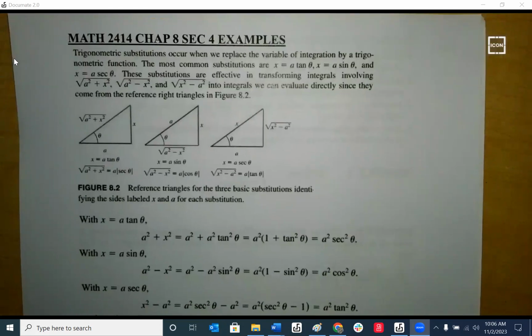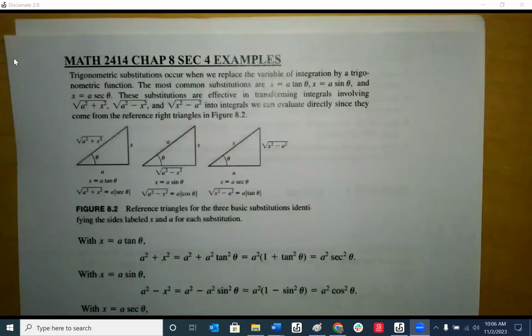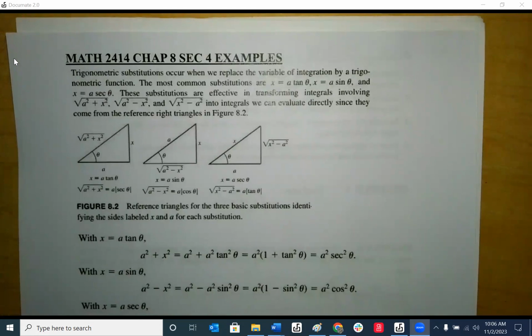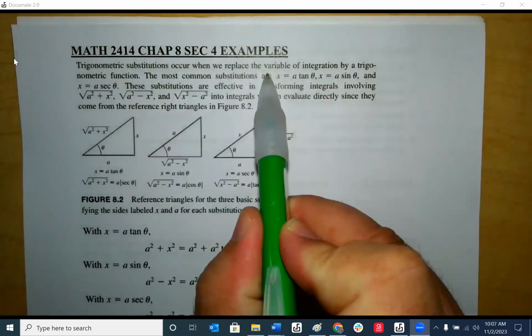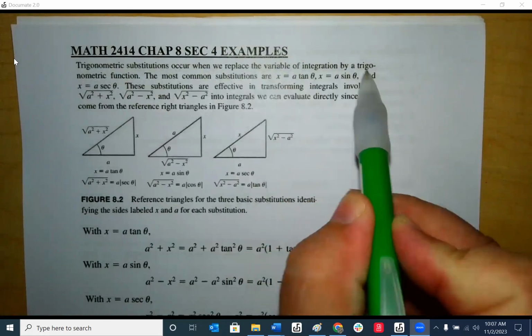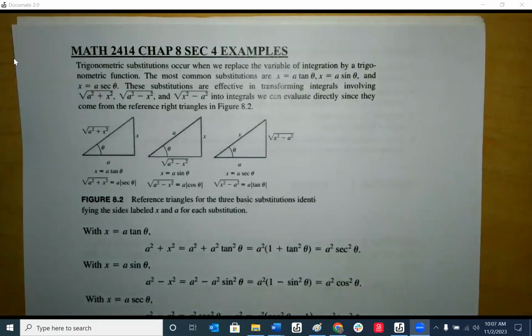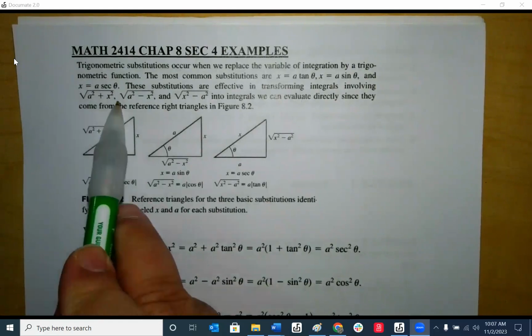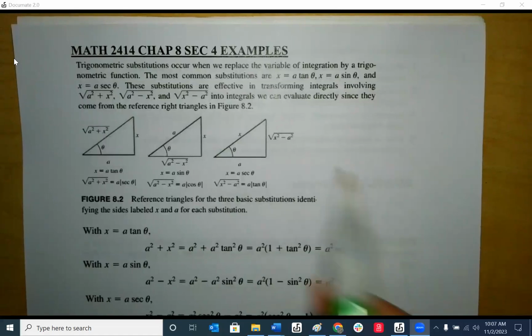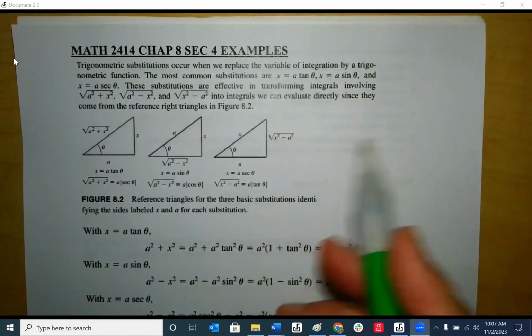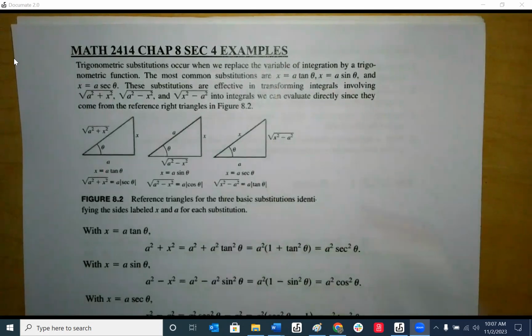We're going to do section 4 today, which is trigonometric substitutions. Trigonometric substitutions occur when we replace the variable of integration by a trig function. In other words, we're going to take the Pythagorean theorem, the rules of sine, cosine, and tangent, the relationship with the triangle. We're going to convert those factors into trig functions, or conversely, from trig functions to those values.